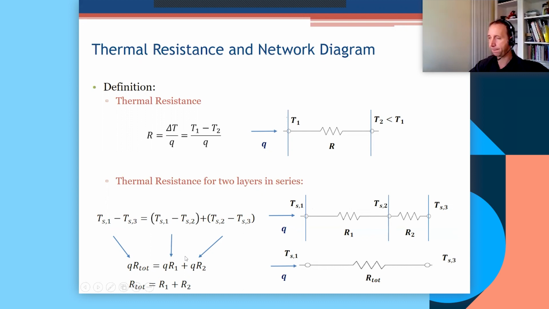So we have QR1 plus QR2. You can factorize and you end up with Q times R1 plus R2. But what about the left-hand side?